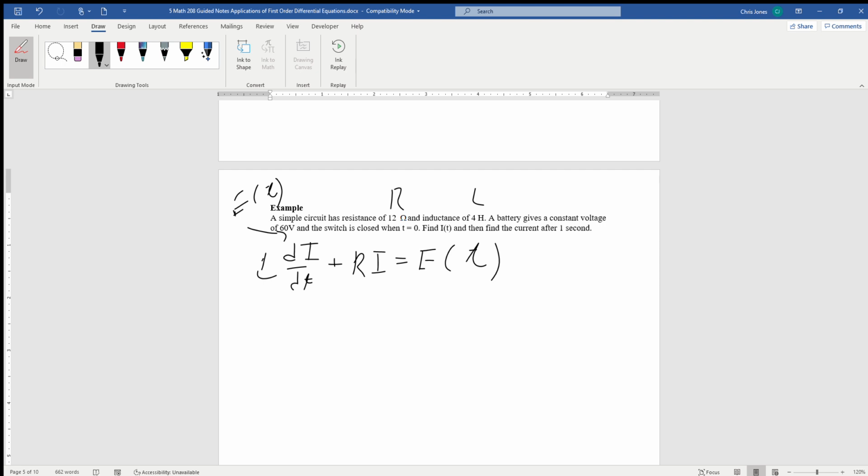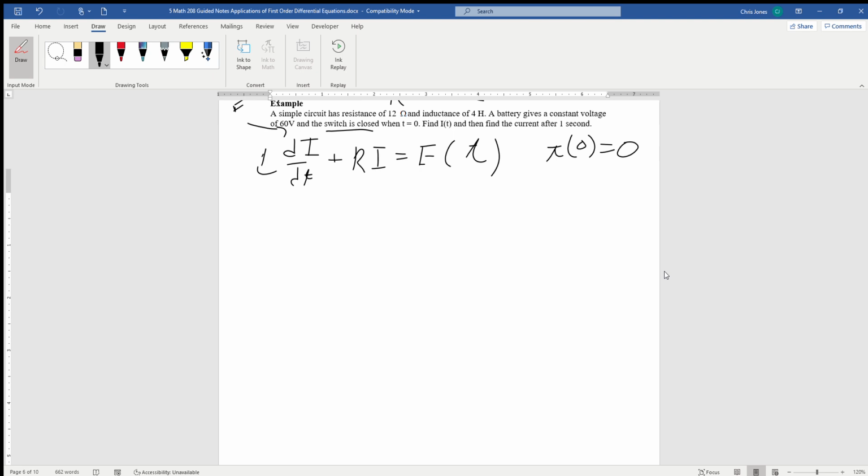I of t is what we're finding, and we're saying that at 0 seconds the switch is closed, which means that there is no current going through that. Right? If the switch is closed, it means it's off, which means that there can't be any electricity going through it. If there's no electricity, there's no rate of change of that electricity.